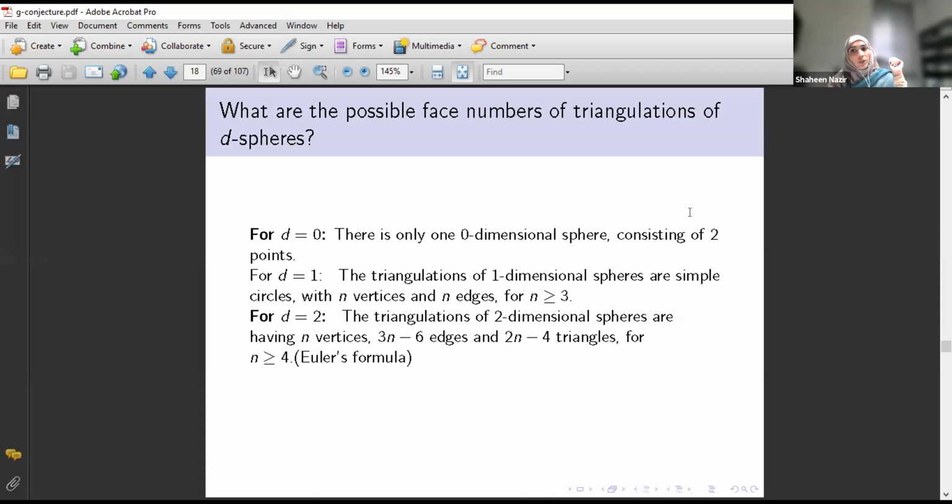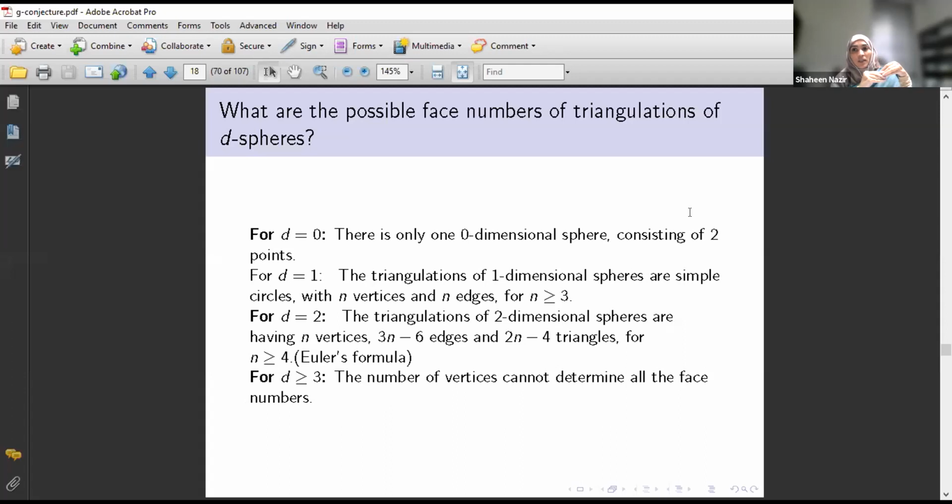But if you take d equal to 3 or more, then Euler's formula is just one relation, and you have three more unknowns. This means that the number of vertices cannot determine all the face numbers in these higher-dimensional cases. So we need some formulation to see which numbers are actually the face numbers of triangulations of these spheres.